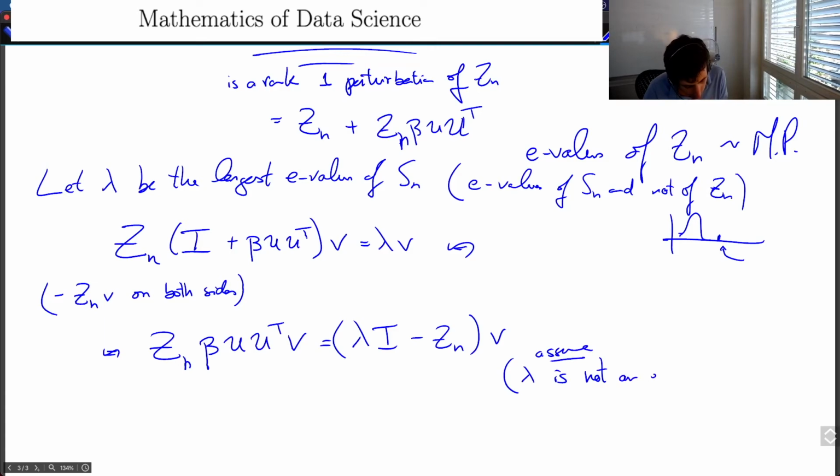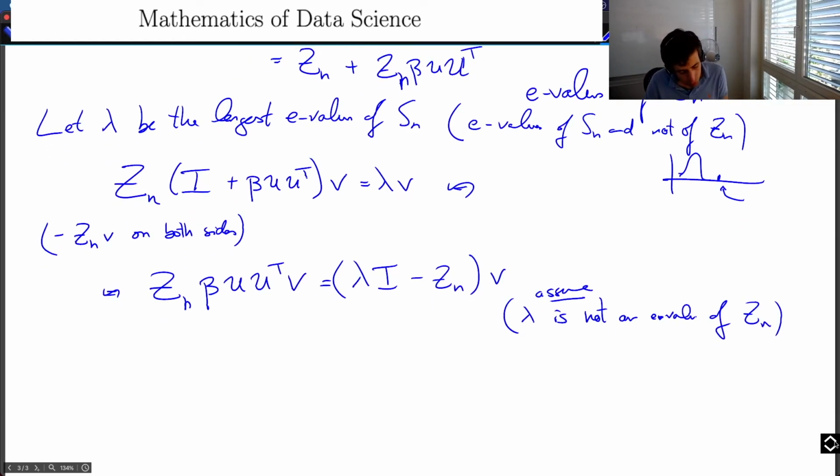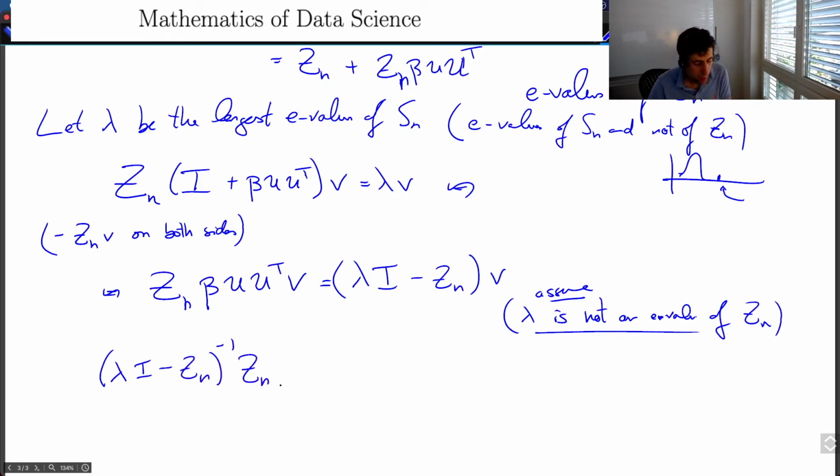So it's not an eigenvalue of Zn. This means that λI − Zn is invertible. This is sort of a warning: what I'm doing is not rigorous, but it can be argued rigorously. If we do that, then we get (λI − Zn)^{-1} Zn β U U^T V = V. Here we're already using the fact that λ is an eigenvalue outside of the bulk. Otherwise we'd run into problems. But let's just assume it's not an eigenvalue of Zn and see what calculations we get.